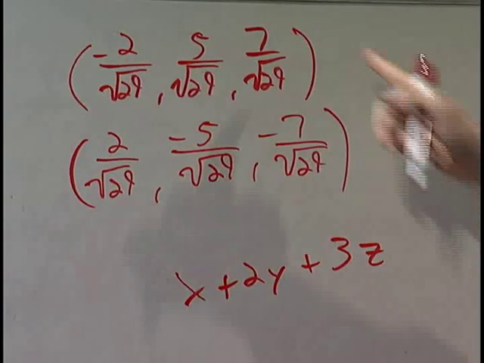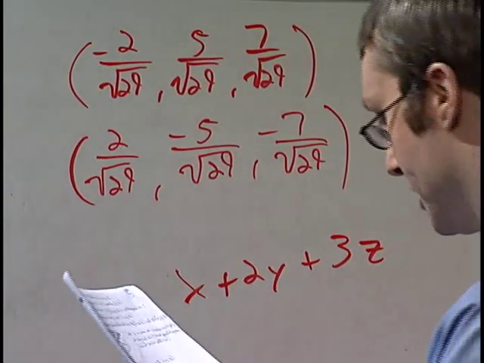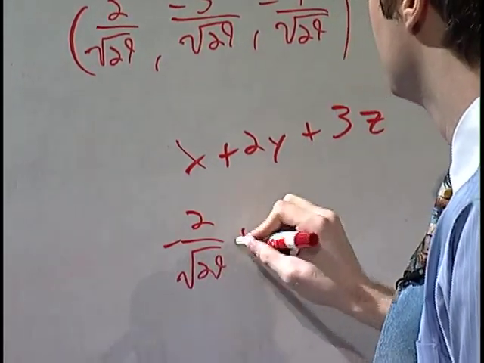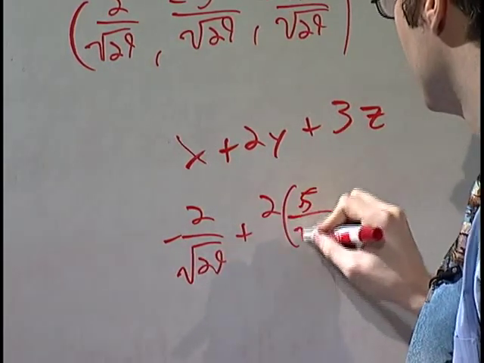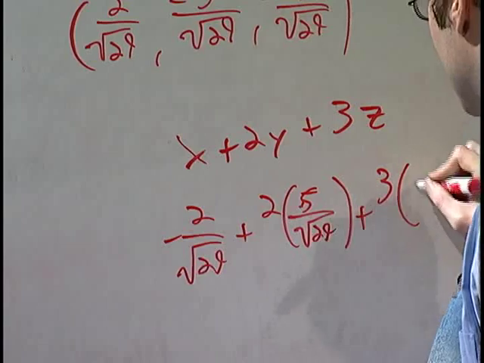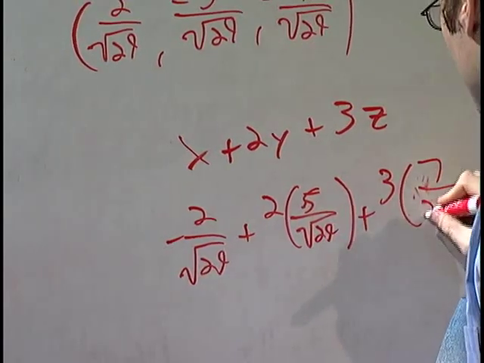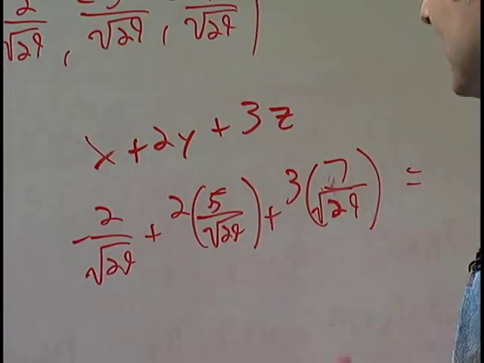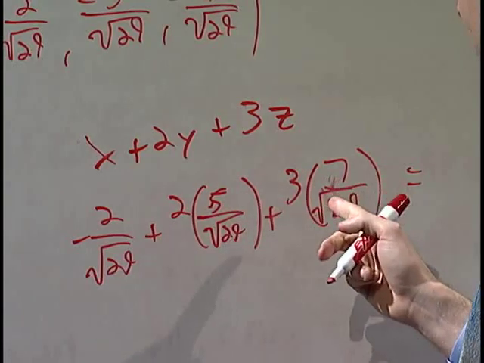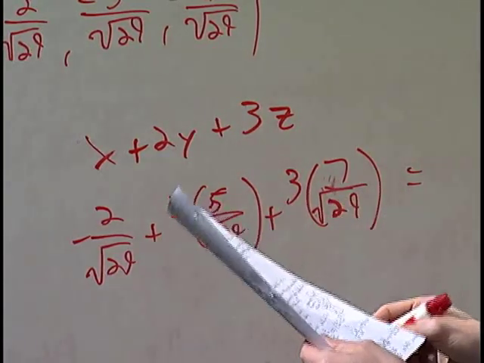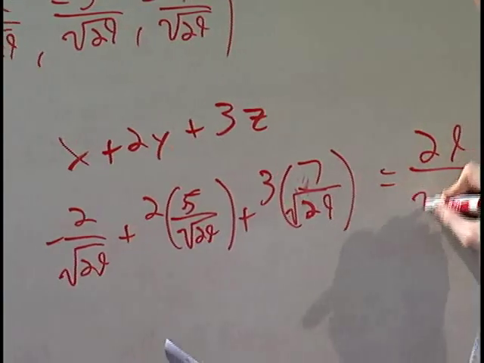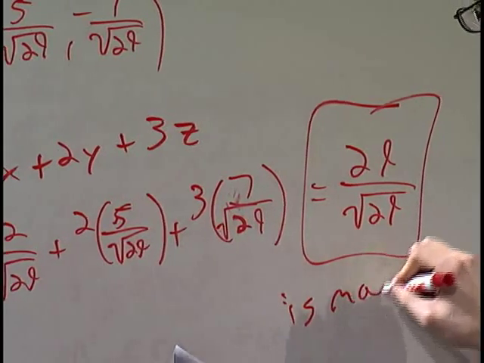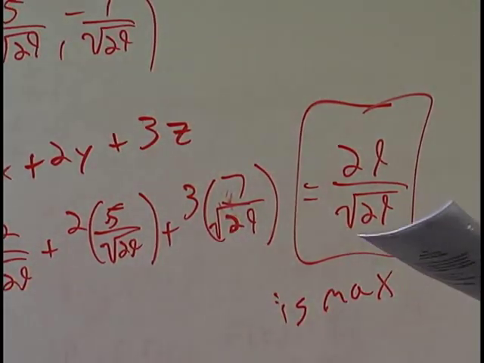Well, it certainly looks like this will be the max up here, and it ends up being that way. So let's see here. When you plug in negative 2 over root 29 plus 2 times 5 over root 29 plus 3 times 7 over root 29, what in the world do you get? You get negative 2 and 10 and 21, so 31, so 29 over root 29, something like that. That sounds decent. So there's your max value at that point, right? Did I miss something here?